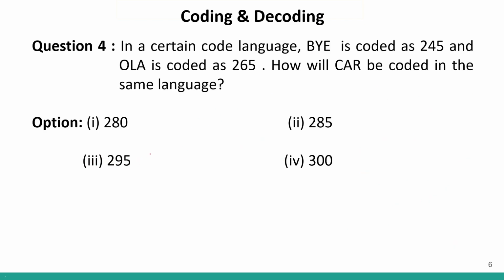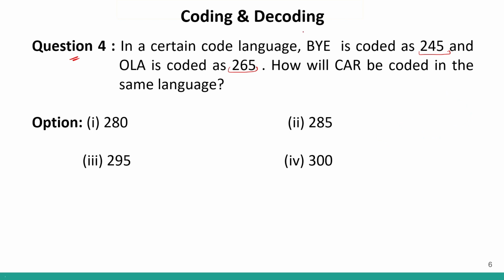Moving forward to question number 4. In a certain code language, Y is coded as 245, Ola is coded as this. We have to find the code for car. Now I've told you, whenever you see a number, we have to assume that it could be in relation to the sum of forward ranks, or the sum of backward ranks, or it could also be a combination of both. So let us check with forward ranks first.